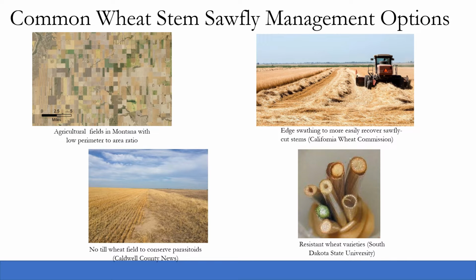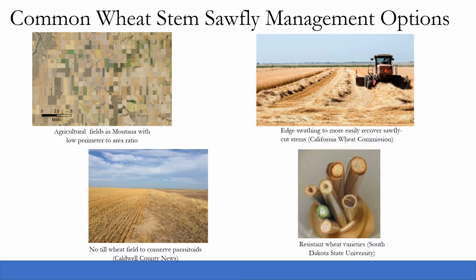Currently, producers of wheat have rather limited options of sawfly control. A common practice is to orient fields to have a low perimeter to area ratio. This is because the sawfly is known to heavily infest the edges of fields. No-till is another practice that producers employ to try to mitigate sawfly damage. This will help keep parasitoids from the previous season alive.